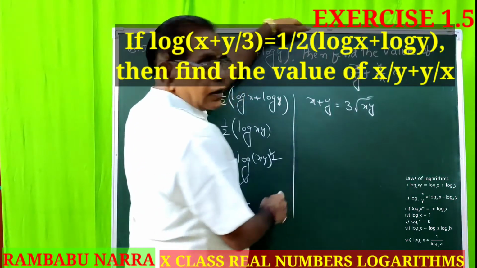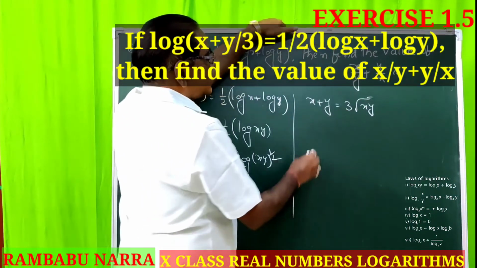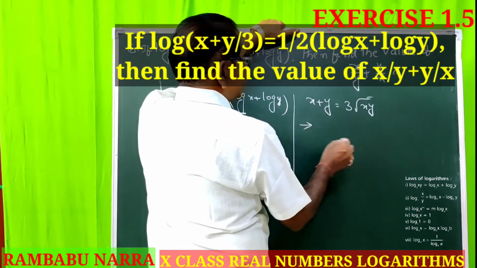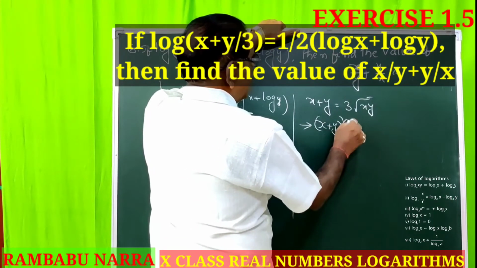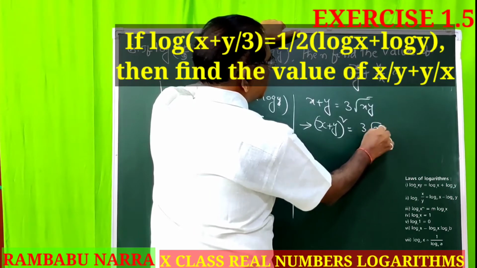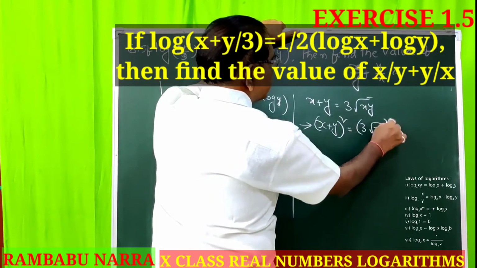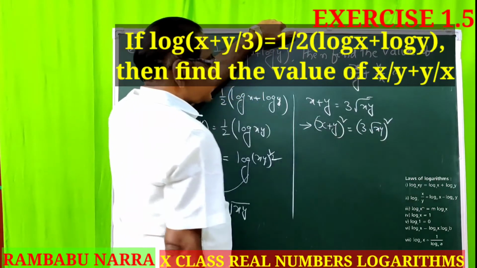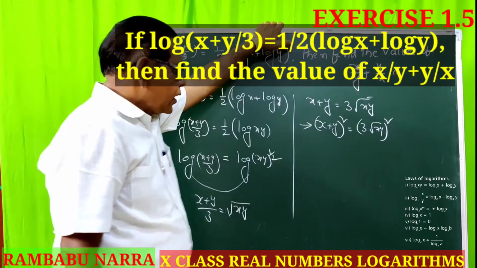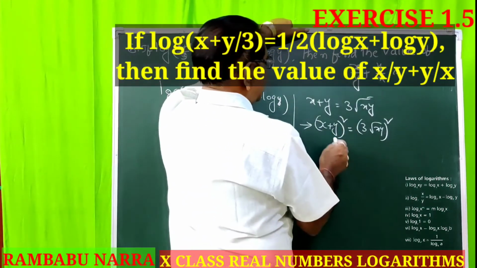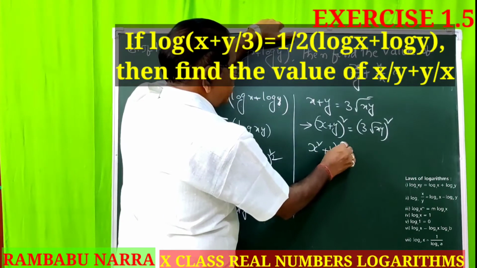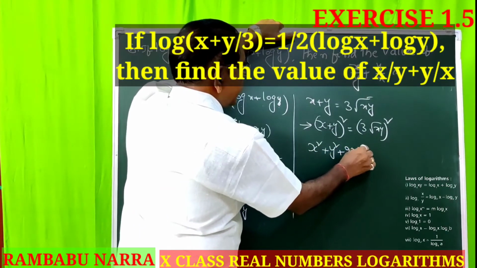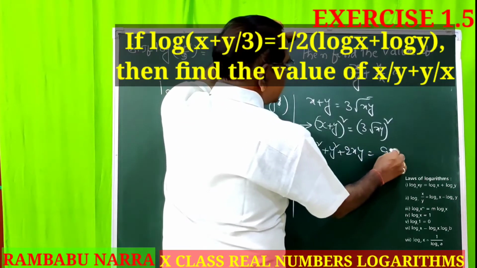Squaring x plus y equal to 3 root xy. Squaring on both sides, (x plus y) whole square equals (3 root xy) whole square. We are applying the (a plus b) whole square formula on the left side.